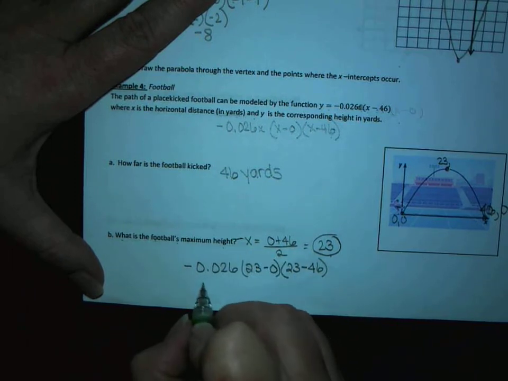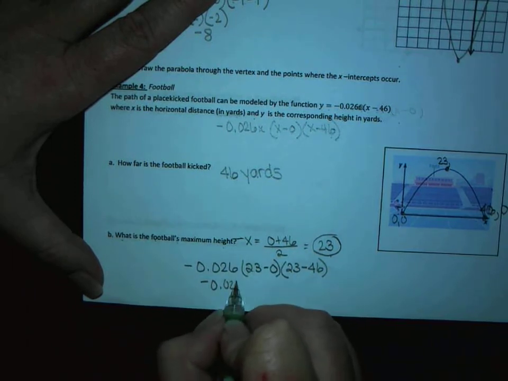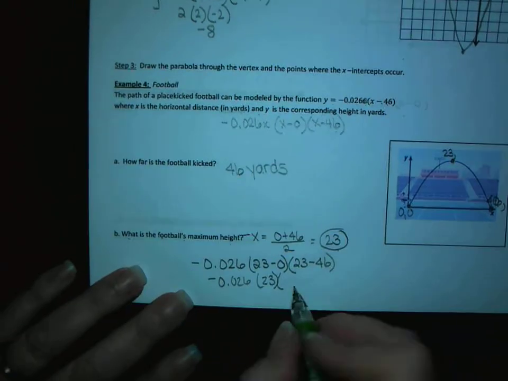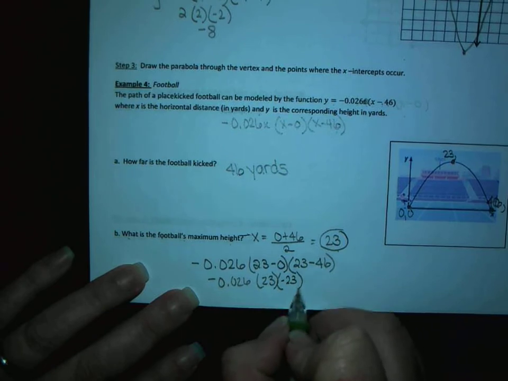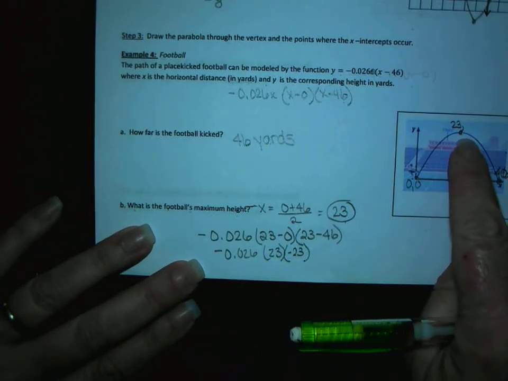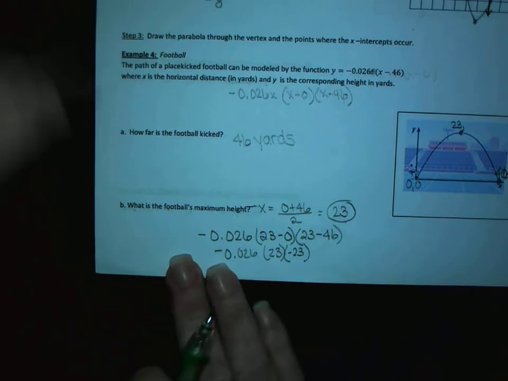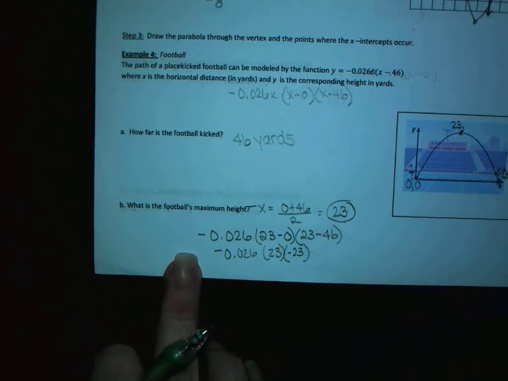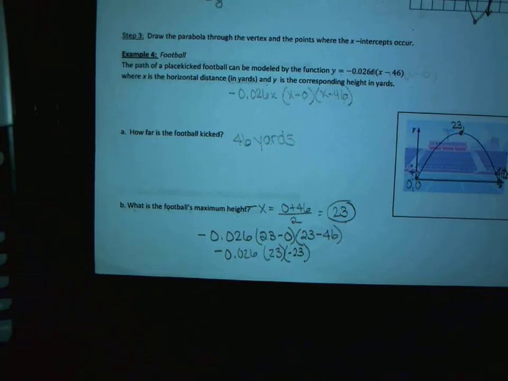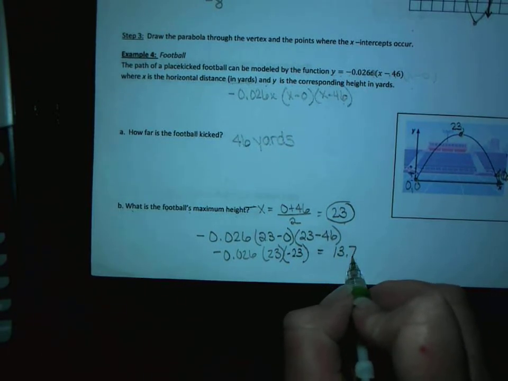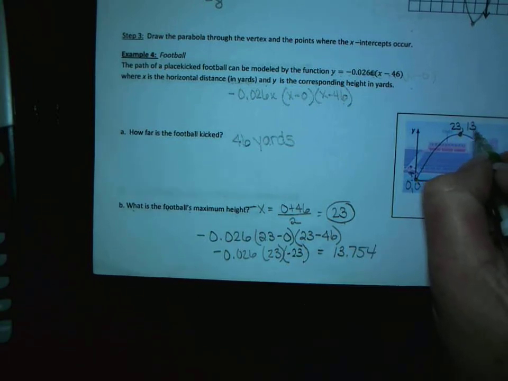And you're going to multiply this through, so negative 0.026, 23, and then 23 minus 46 is going to be negative 23. So just looking at this, two negatives means it's definitely going to be a positive. Then you're going to need to multiply those numbers out: negative 0.026 times 23 times negative 23, and you're going to get 13.75.